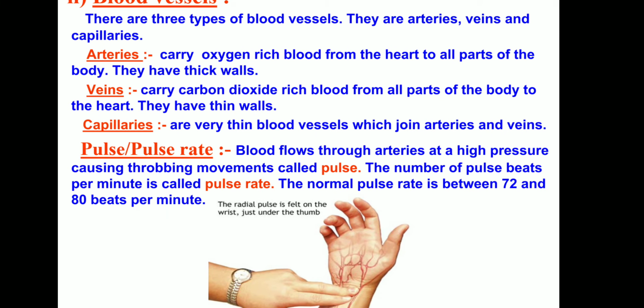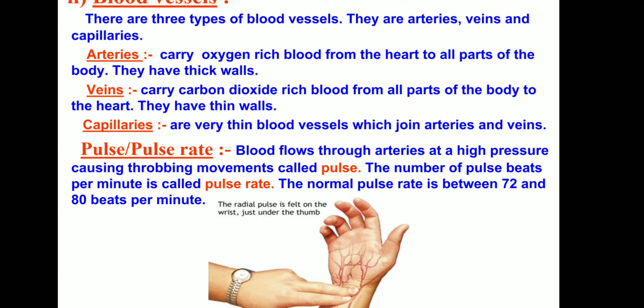They are arteries, veins, and capillaries. Arteries carry oxygen-rich blood from the heart to all parts of the body. They have thick walls. Veins carry carbon dioxide-rich blood from all parts of the body to the heart. They have thin walls. Then capillaries. These are very fine blood vessels which join arteries and veins, or we may say the place where arteries and veins join are known as capillaries. So here the gaseous exchange takes place.